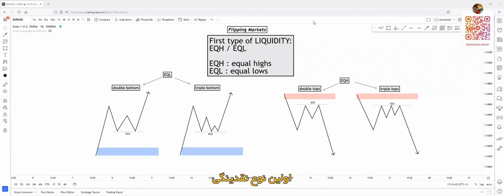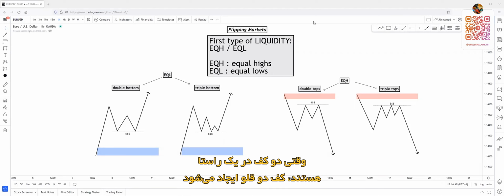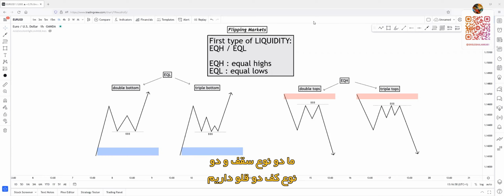Okay, so our first type of liquidity is the equal highs and the equal lows. The names speak for themselves. Price will form equal lows when the low points are on the same level, and also price will form equal highs when the highs are on the same level. We have two types of equal lows and two types of equal highs. Okay, let's see an example for the equal lows.